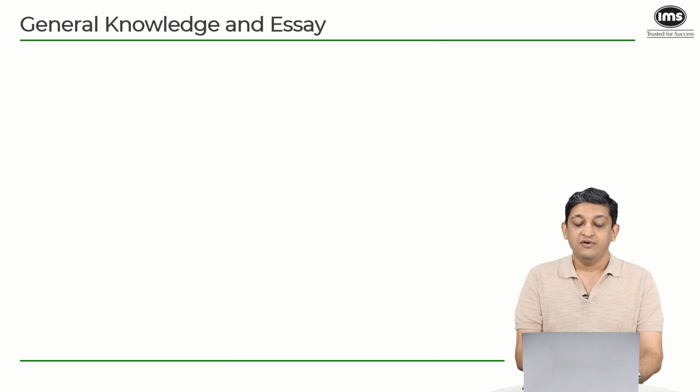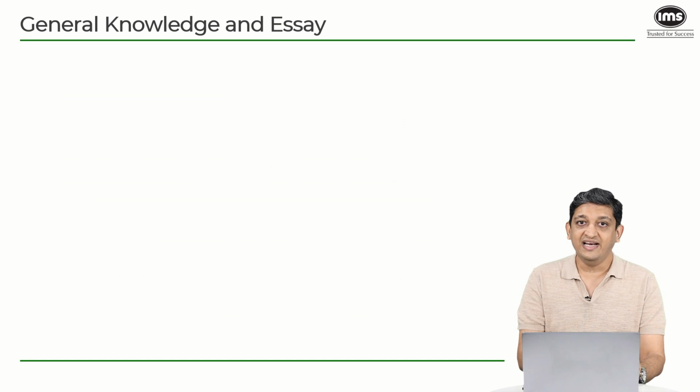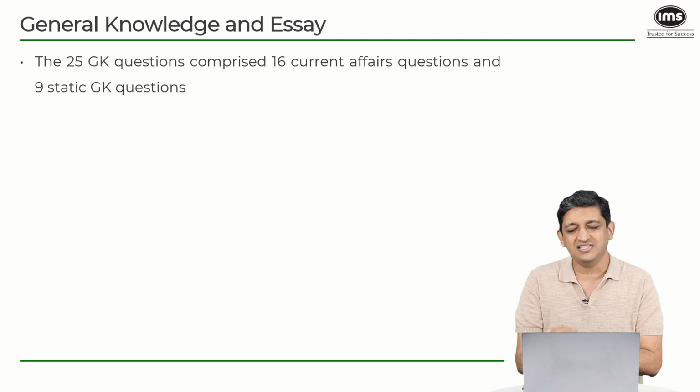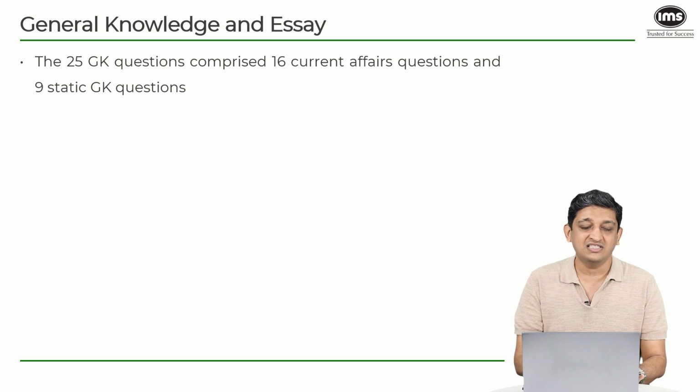Finally, in terms of the general knowledge and essay bit, typically there are 25 GK questions which are evenly split between current affairs questions and static GK questions. Typically, the last 1 or 2 years of GK is good enough for these question types, and out of 25 questions, you can attempt all of them because there is no negative marking as such. But typically, if you are somewhere in the double digit mark, it's considered to be a decent percentile in the general knowledge section as well.